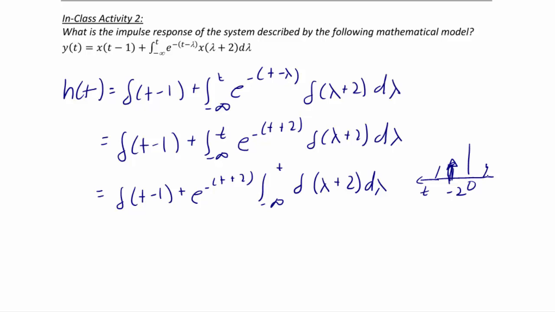If t is on the right side of negative 2, the result is the exponential. So the way to write this is h of t is equal to delta of t minus 1 plus e to the negative t plus 2 u of t plus 2, which is another way of stating that the result is 0 for t less than negative 2 and 1 times the exponential for t greater than negative 2.